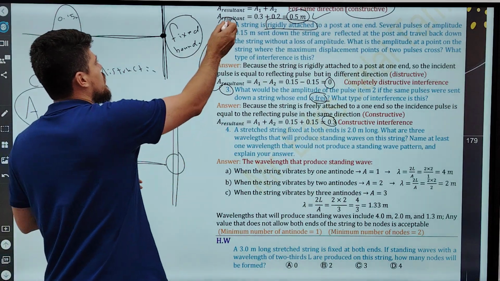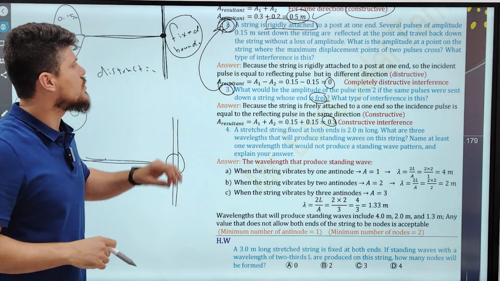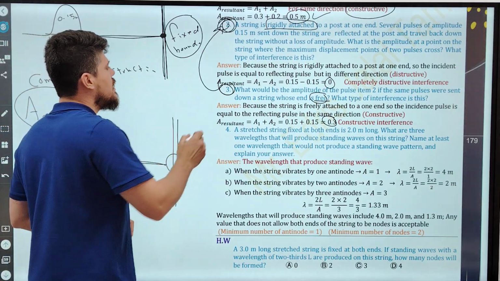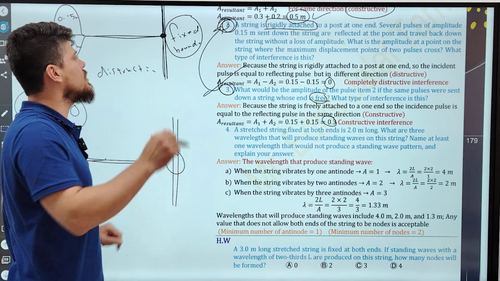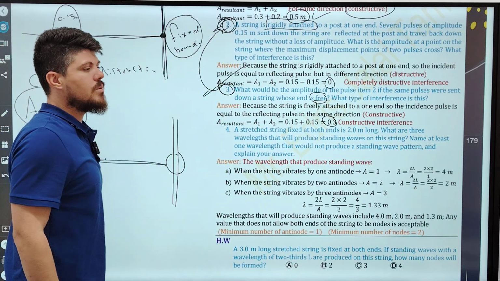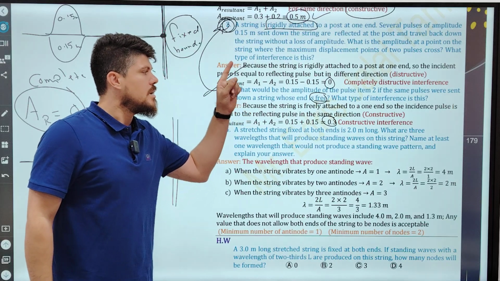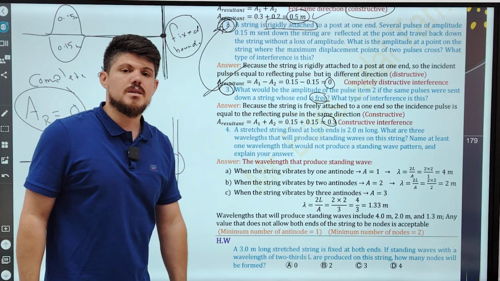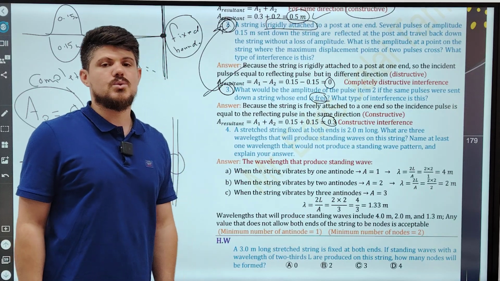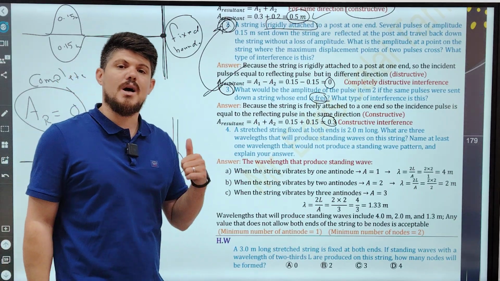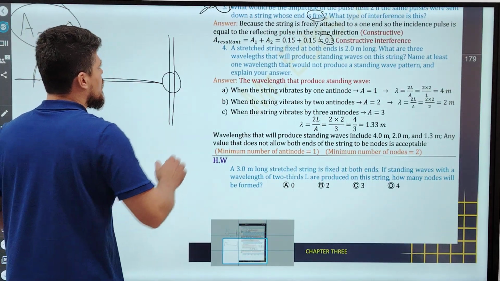So the difference between question 2 and question 3: in question 2, the end is rigidly attached, fixed boundary, but question 3 is a free boundary. For the fixed boundary, resultant amplitude equal to 0 because we have to subtract the individual amplitude. But question 3, because the end is a free boundary, that is why produces the constructive interference. And to find the resultant amplitude, we have to add the two individual amplitudes. Question 4.